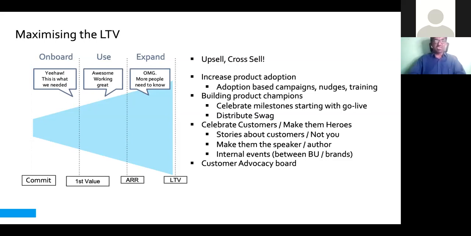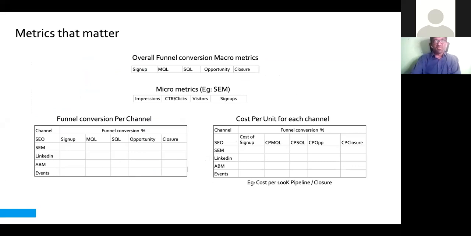And this customer advocacy board is a really interesting way to get this whole customer marketing thing to grow to the next level, right? So yeah, so finally, metrics matter, right?